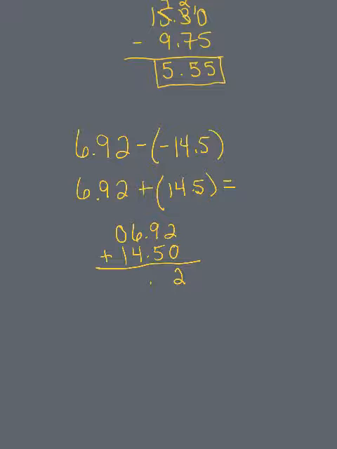But here we have 9 plus 5 is 14. 10 plus 1 is 11. Carry the 1. So now I have to look. Same signs, add and keep the sign. Well, the signs of both of these numbers were the same, and they were both positive. So I have a positive 21.42.